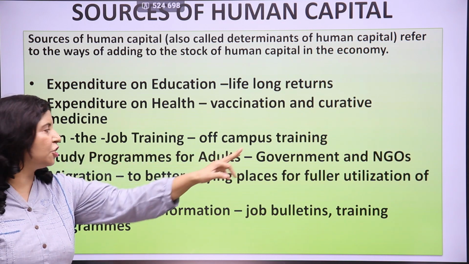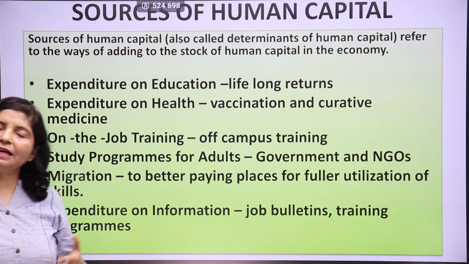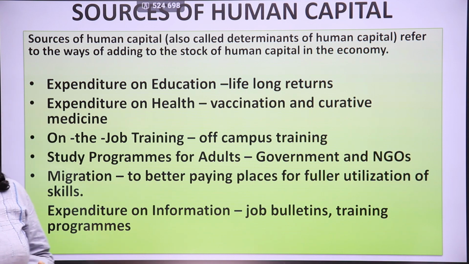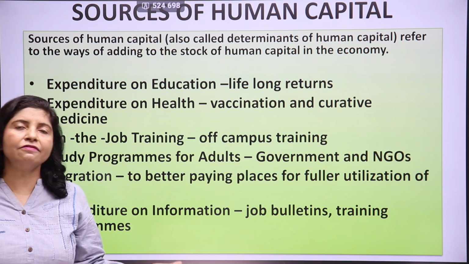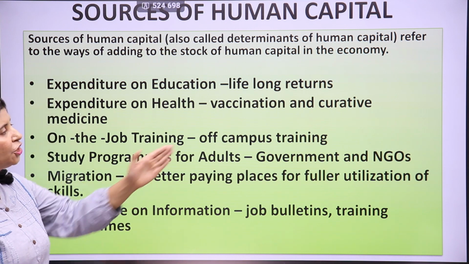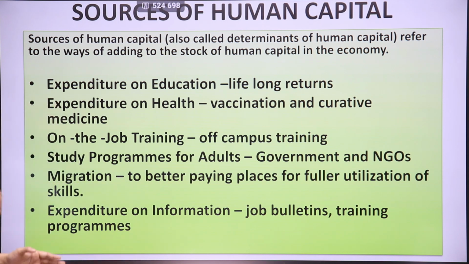Study programs for adults. Government and NGOs involve themselves in imparting education to people who have become adults and who did not have a chance in their life to get education on time. So NGOs and government take up such types of initiatives.